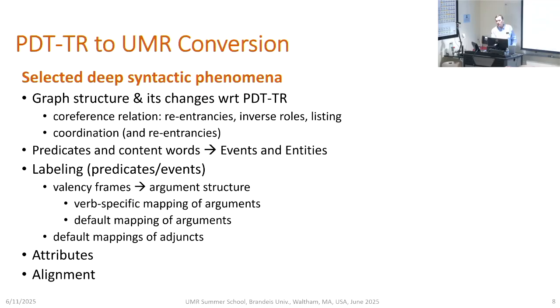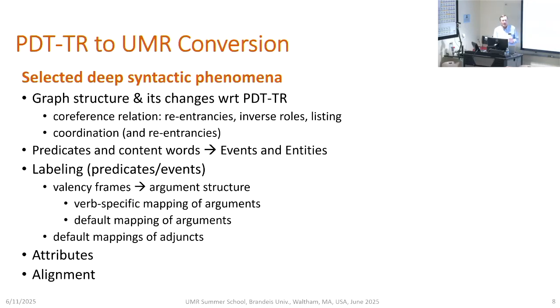Then we have to focus on predicates, and I will show how we handle the arguments of the predicates. And we do have some abstract predicates, but we are not using that many. And then, of course, all the labeling, like for the predicates, is the conversion of the valency frames to the Treebank-like argument structure, and so on. And then, of course, other attributes, and then finally the alignment.